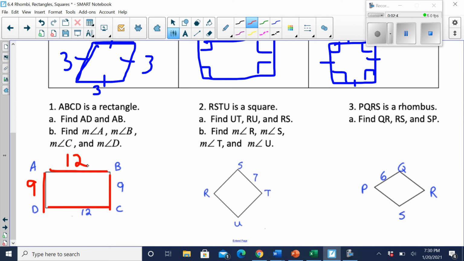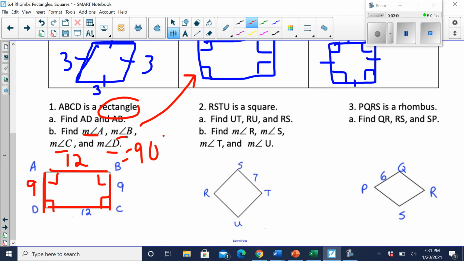The new part would be find the measure of angle A, the measure of angle B, the measure of angle C, and the measure of angle D. Well, if it's a rectangle, look back at that definition. What does it say? It has to have 4 right angles. So what we're going to say is that each of these angles has to equal 90 degrees. So these 4 angles right here equal 90.